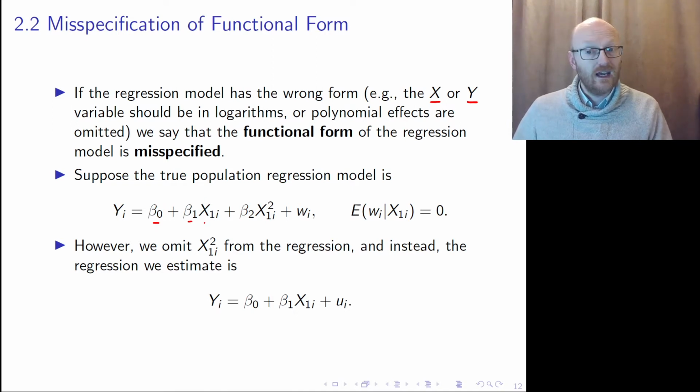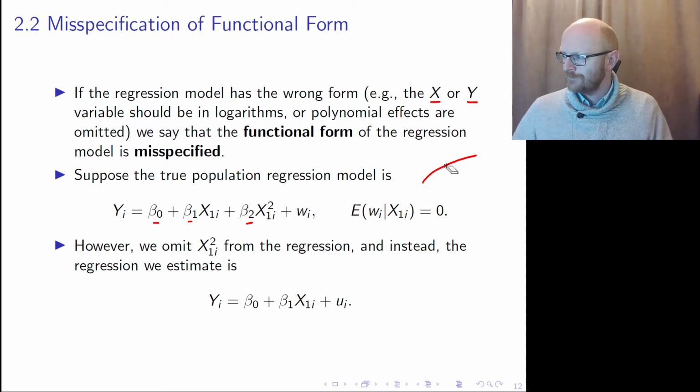y equals the intercept plus a slope times x1 plus a slope times the square of x. A case in which this is a valid model would be if you have diminishing returns to scale. Then beta 2 would be negative, and you would have this concave relationship between x and y.